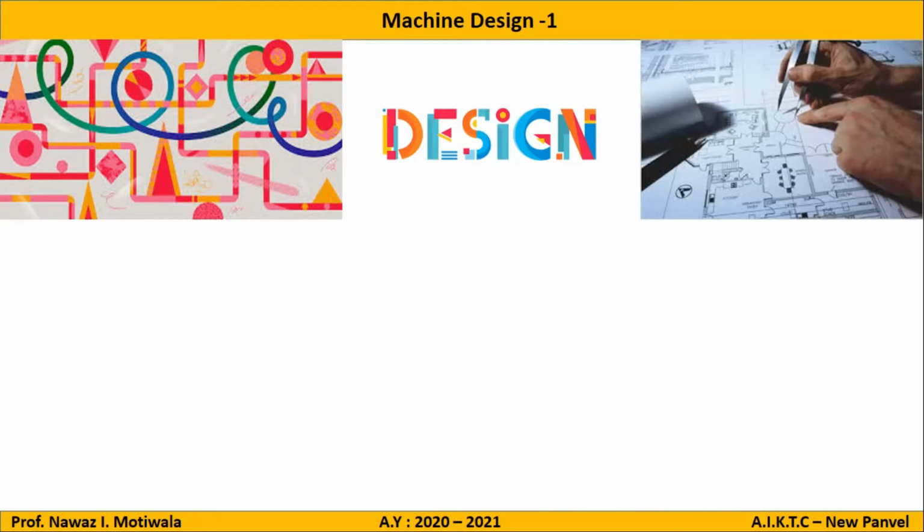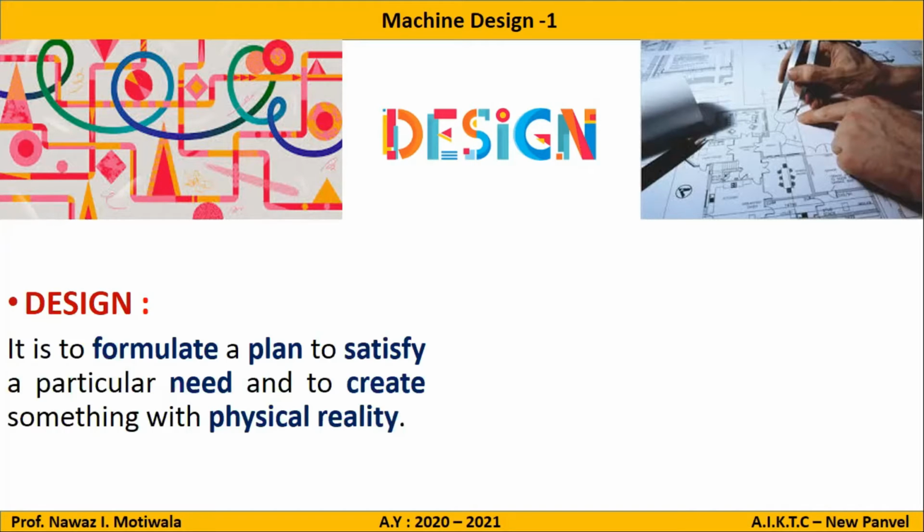So with these three to four things in your mind, let me portray the actual definition of design, which I understand: it is to formulate a plan to satisfy a particular need and to create something with physical reality. First we need to plan it. Then we have to satisfy a need. Why is it being designed? And once it is designed, we have to create it with some physical reality.